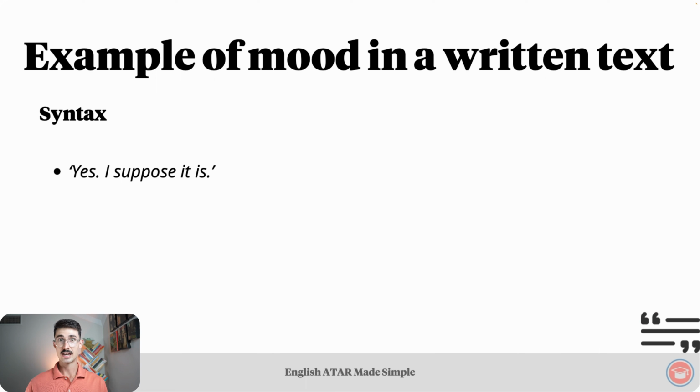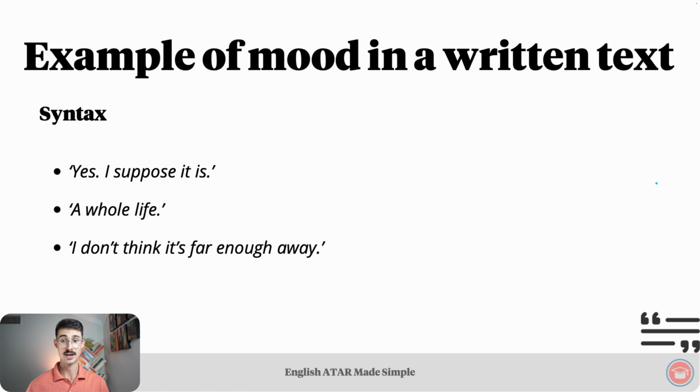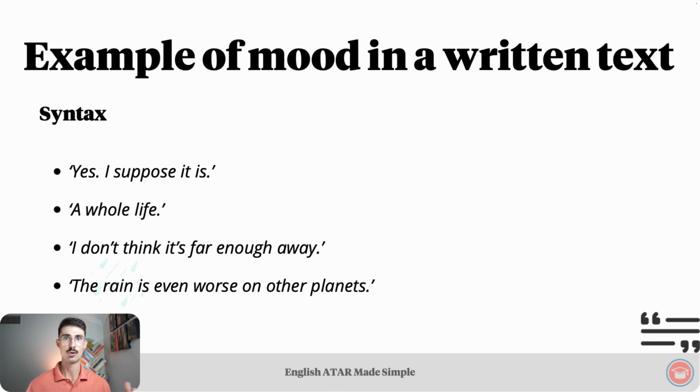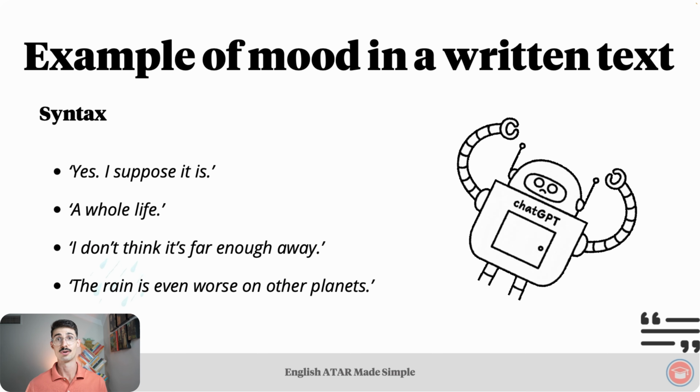You will recall from the LFB and the lesson on structure that syntax just refers to sentence structure. As I read out the following examples, I'd like you to try and identify a pattern in them. What's similar about these examples? Yes, I suppose it is. A whole life. I don't think it's far enough away. The rain is even worse on other planets. The pattern is that the syntax is very short. The sentences are short. This makes Nora's responses to Mrs. Elm sound almost blunt, indicating not necessarily that Nora doesn't like Mrs. Elm. In fact, it's implied that Nora and Mrs. Elm are quite close, but rather that Nora is quite apathetic or robotic.